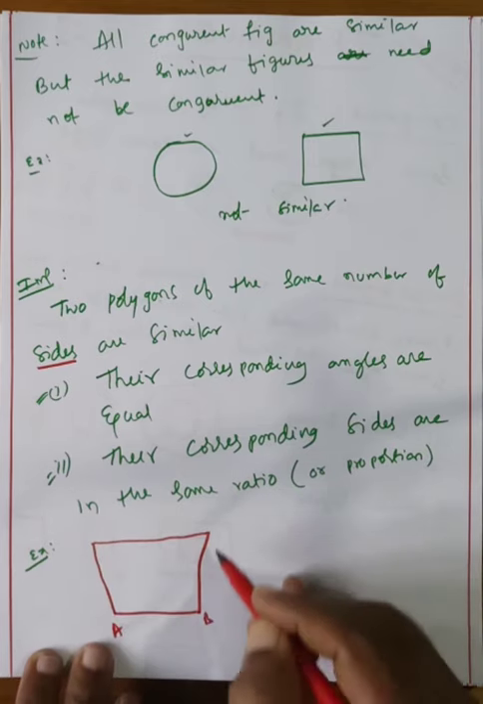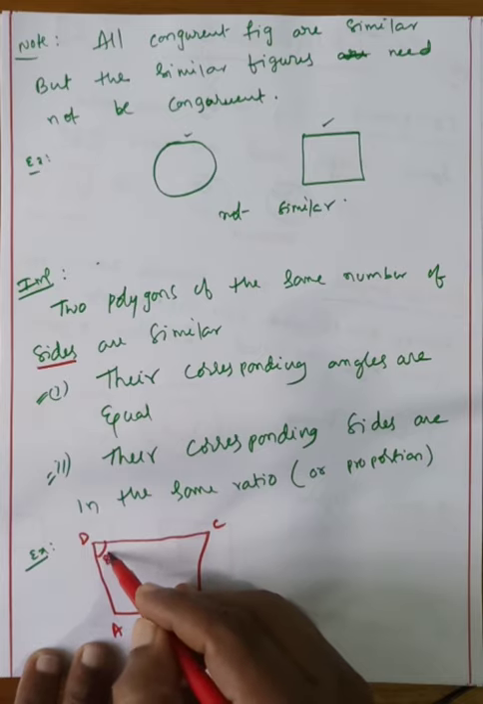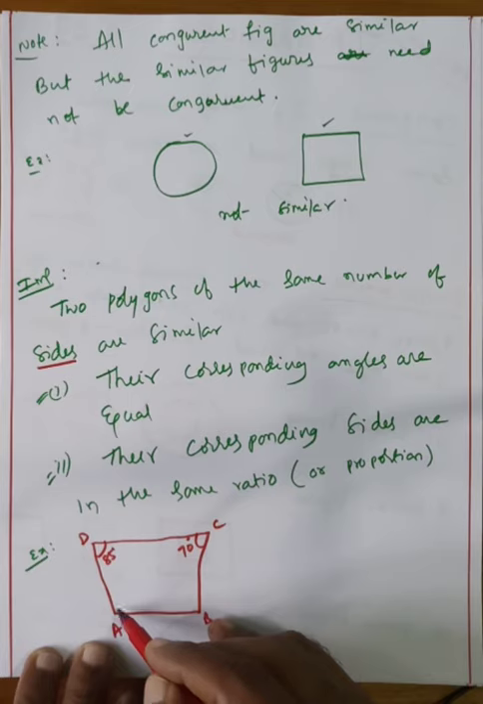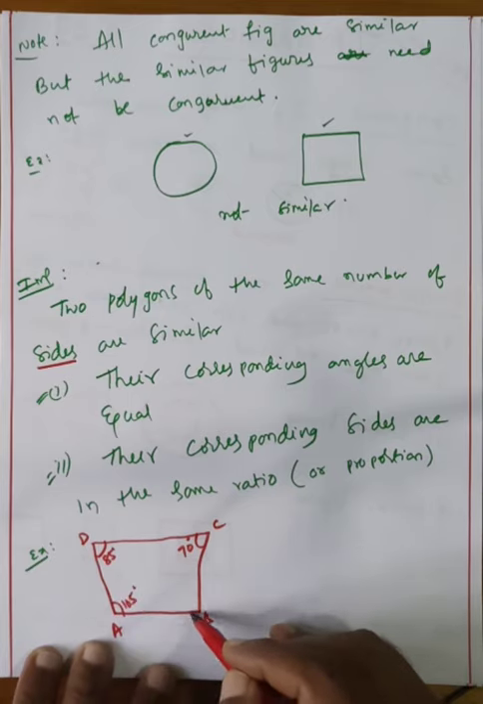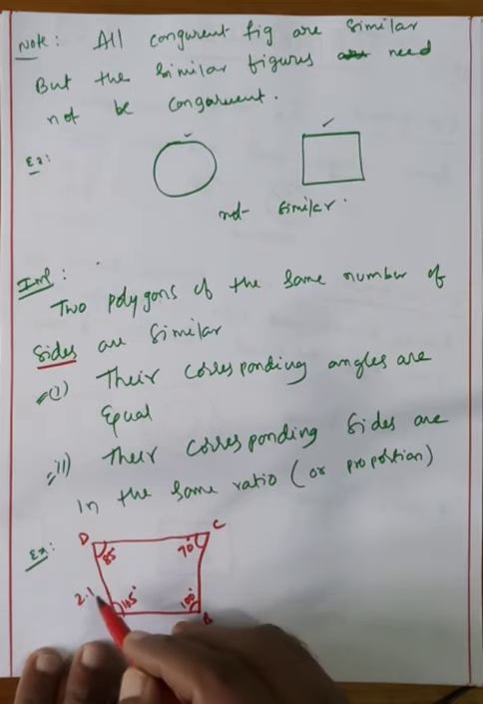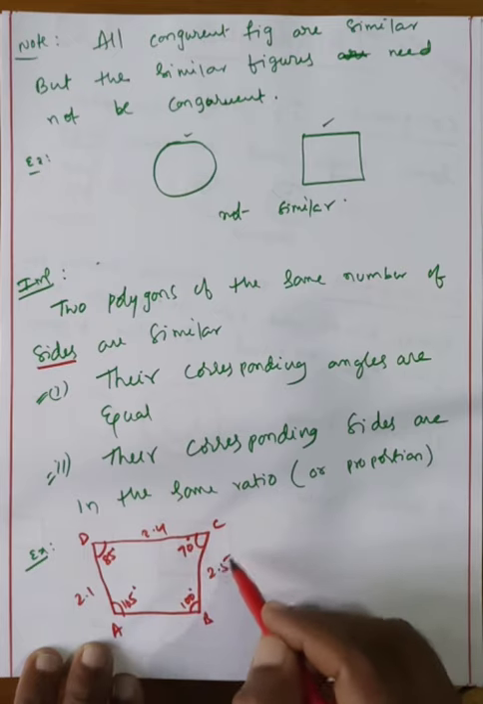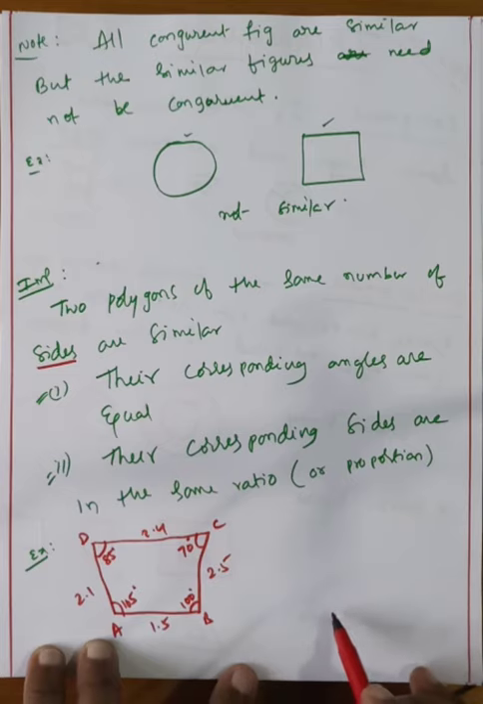First of all, this is ABCD. This is, suppose, 85 degrees. The sum of the angles is 360 degrees, and this is 70. This is 105 degrees. This is 100 degrees, suppose. The sides are 2.1 centimeters, 2.4, 2.5, 1.5. In the quadrilateral all are different. Now we will take the other one.